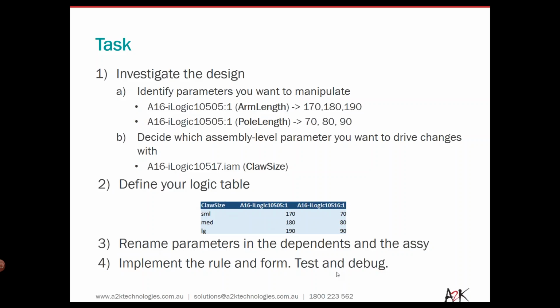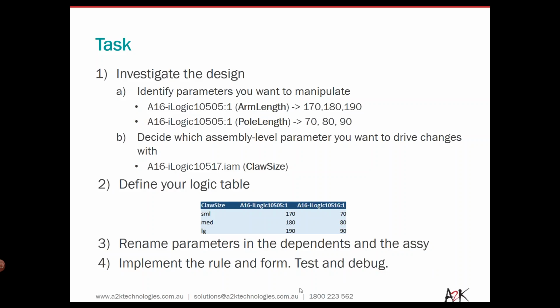Firstly, in the dependents themselves, starting from the bottom, changing the names of those parameters if they exist, and then all the way up to the assembly level, we want to change the assembly level or the driving parameter so that all of this can be achievable. Finally, the last step is to implement the rule as per our logic table.